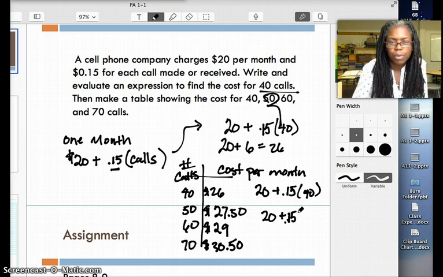To get this answer, I did 20 plus 0.15. Keep messing that up. I said 1.5 last time, my bad. Times 50, and I got that answer. And you can check, and if I make a mistake, you'll let me know, I'm sure. And that's how we do it. And here's our beautiful table to prove that we know what we're doing.